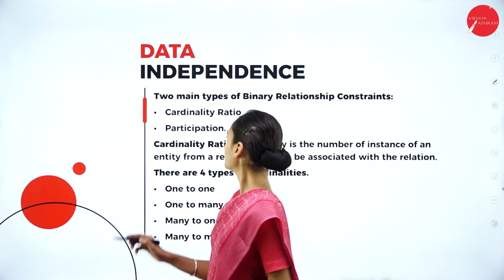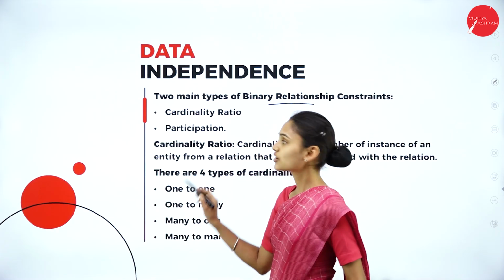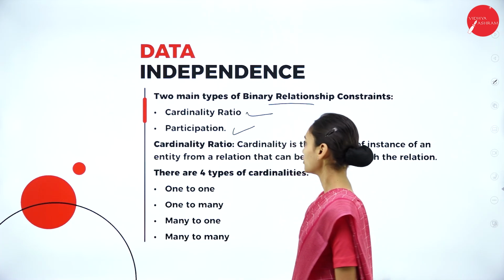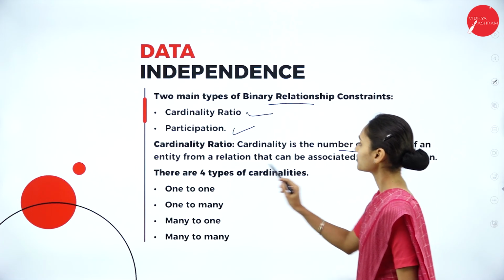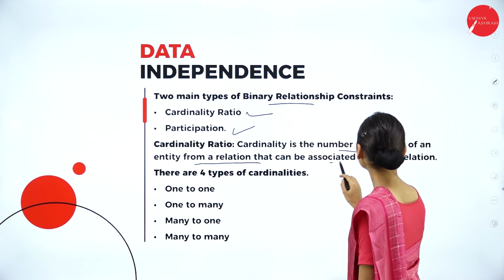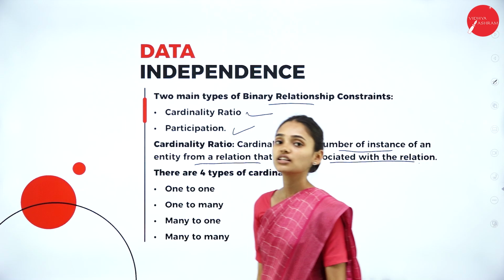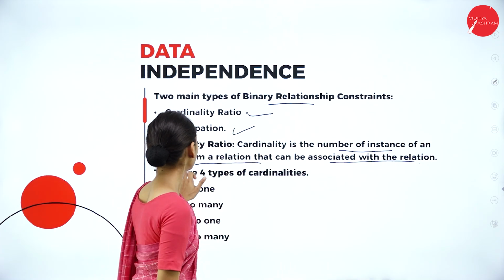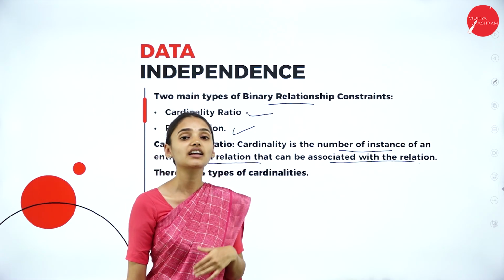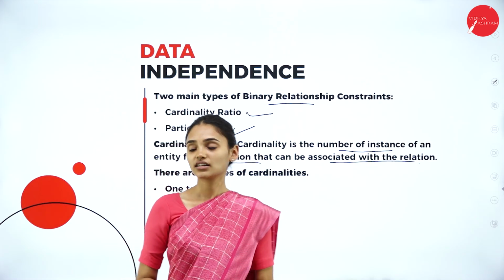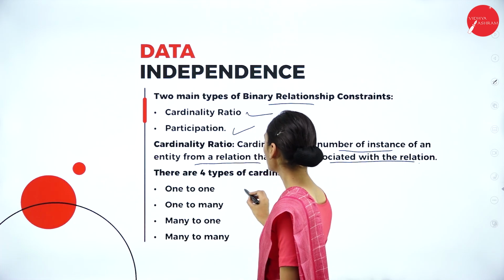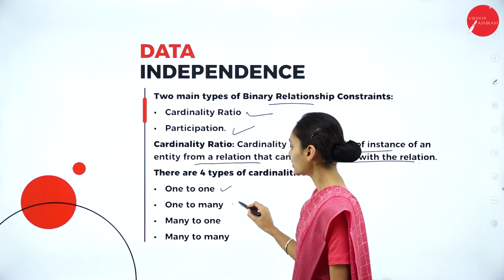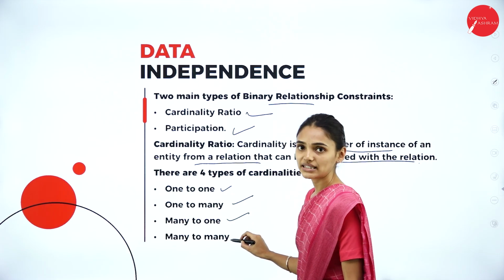There are two main types of binary relation constraints: one is cardinality ratio and the other is participation. The cardinality ratio is the number of instances of an entity from the relationship that can be associated with the relation. There are four types of cardinality: one to one, one to many, many to one, and many to many.